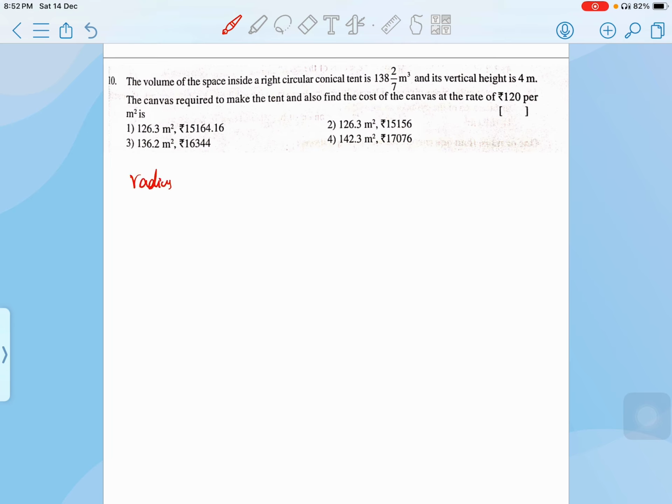The volume is given as 138 2 by 7 meter cube. When you convert it into an improper fraction, multiply by 7 and add 2. So 56, 56 plus 2, 8 to 5, 21, 71 plus 5, 36. So 968 by 7 meter cube is the volume.